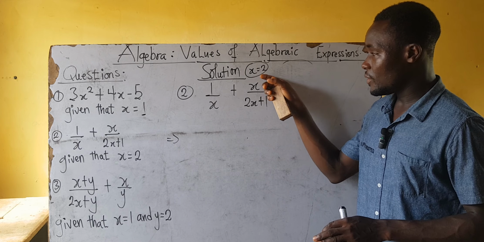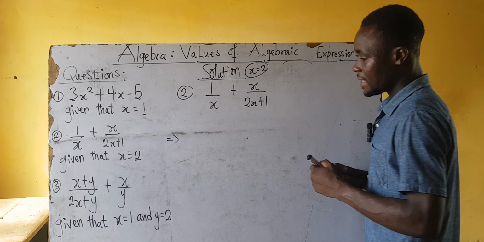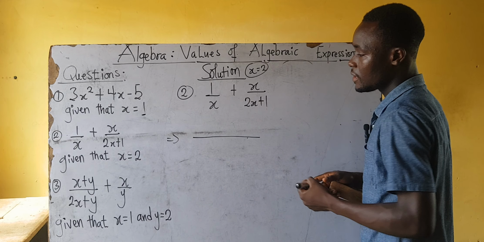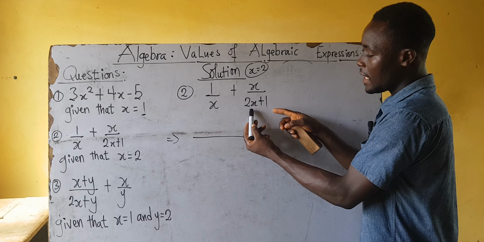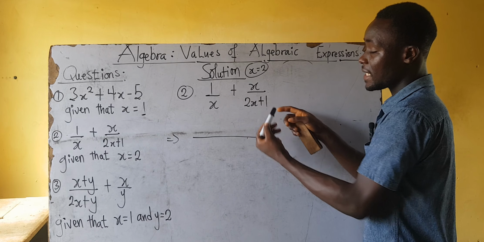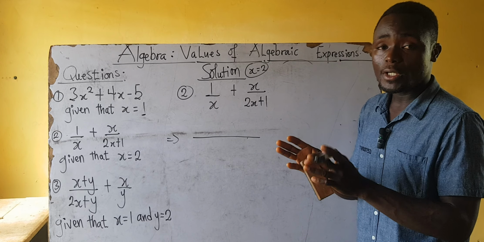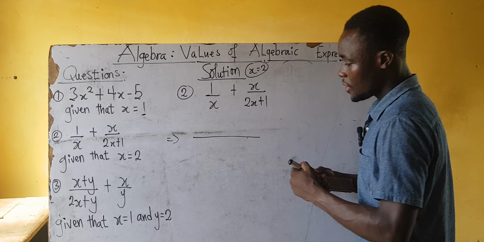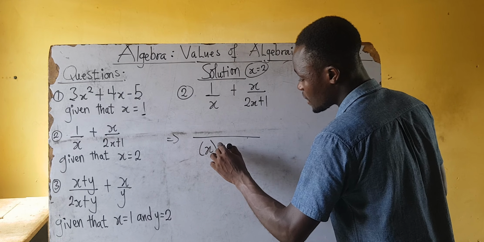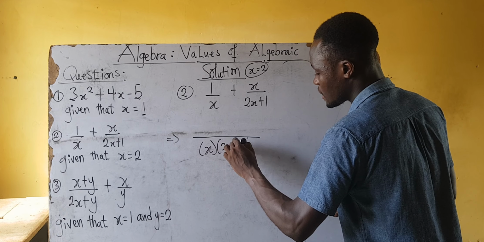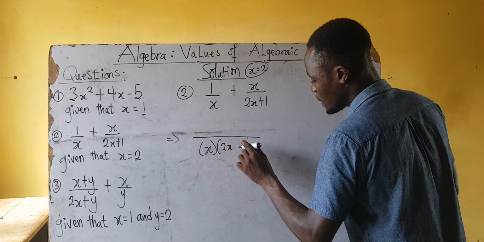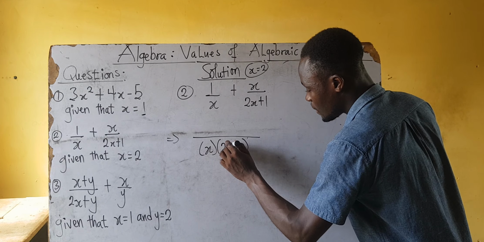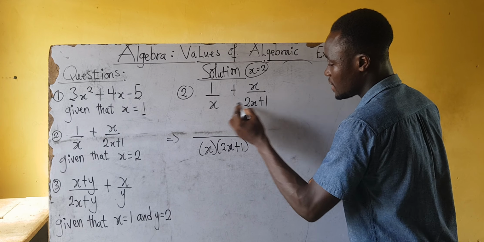Then after, we substitute the value of x, which is 2. So let's simplify it in the first place. Now, simplifying two algebraic fractions, this and this. Remember, the denominator here is x, and the denominator here is 2x plus 1. I'm going to find a common denominator, that is the LCM for x and 2x plus 1. So my LCM becomes x multiplying 2x plus 1 in one bracket.